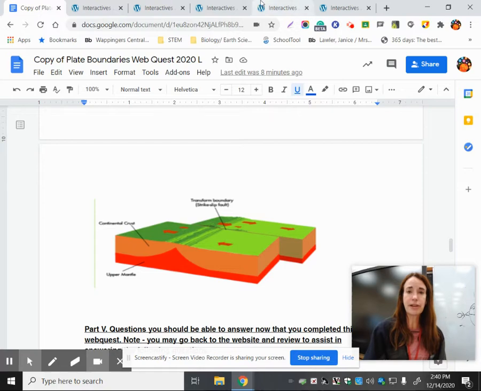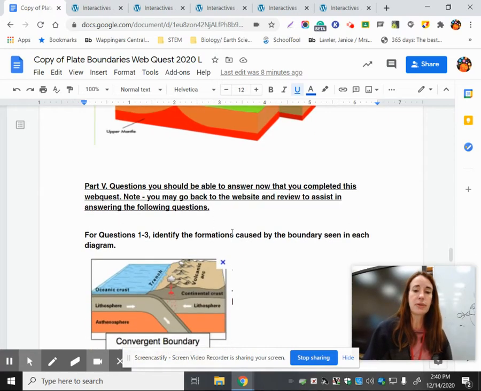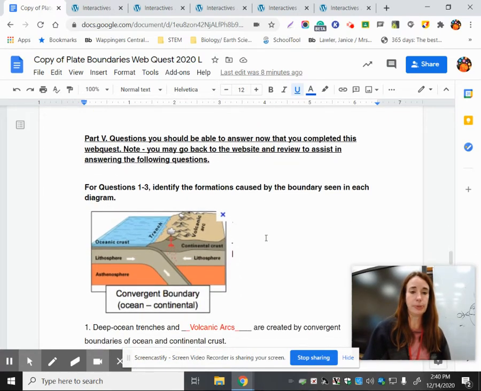And then this plate right down here is a transform plate, and you guys don't actually have to write anything down for that, but the transform plate is where they're going to slide past each other. Slipping and sliding past each other. And that can often cause very big earthquakes, because when they slip a little, and then they completely slip past each other. Okay, so now the rest of this is sort of just review.